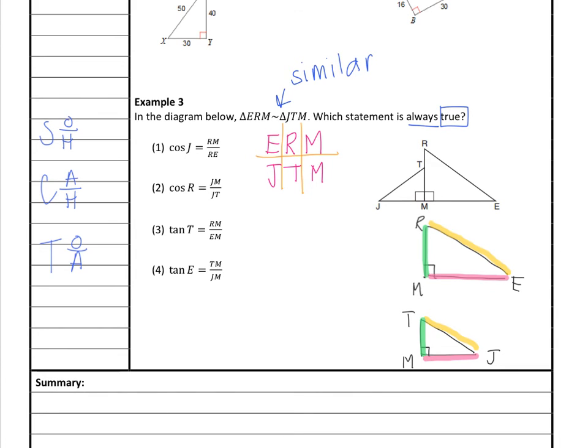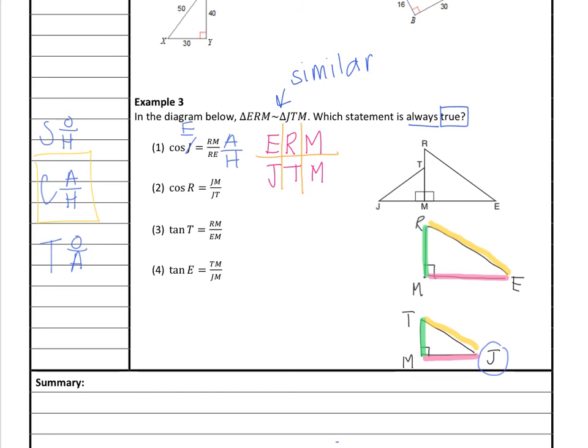So if we go back now and look at our choices like we said, it says the cosine of J. So cosine means I'm going to look at adjacent over hypotenuse, and it's referring to J. So if I come over here and I stand at J, it says my adjacent side should be RM and my hypotenuse should be RE. Well, if I look, RM is not even in my triangle here that has J in it. But since the triangles are similar, I can imagine that J would match with E. My pen will let me write E.